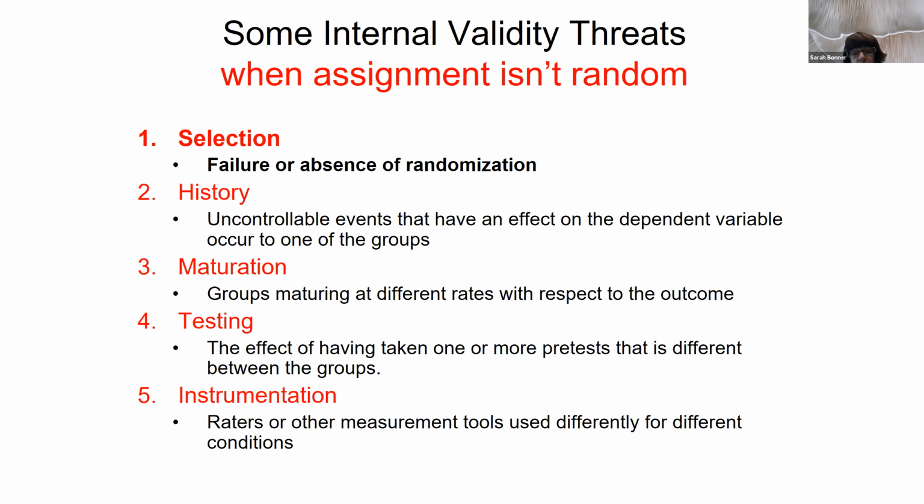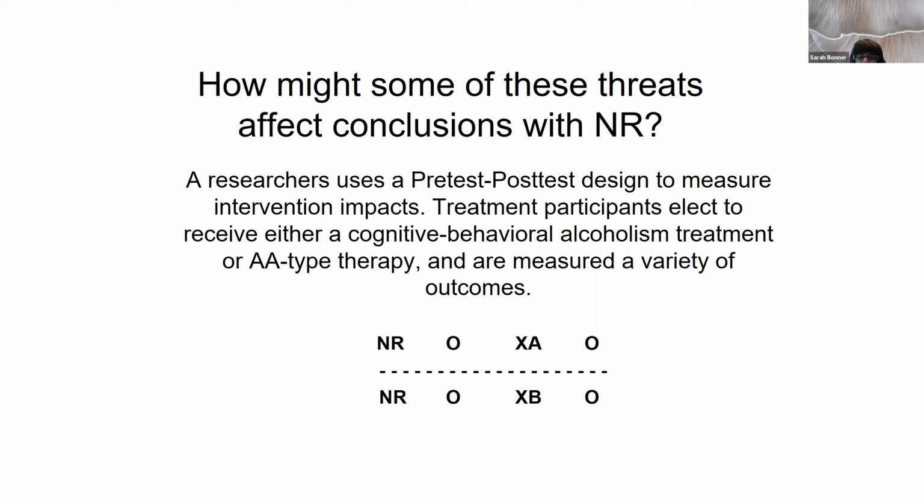So as an example, how might some of these threats affect conclusions when you haven't randomized, when you have a quasi-experiment? Researchers use a pre-test, post-test design to measure the impact of two different interventions. Treatment participants elect to receive either cognitive behavioral alcoholism treatment or AA type therapy and are measured on a variety of outcomes. The outcome here we'll say is just number of drinks per week.